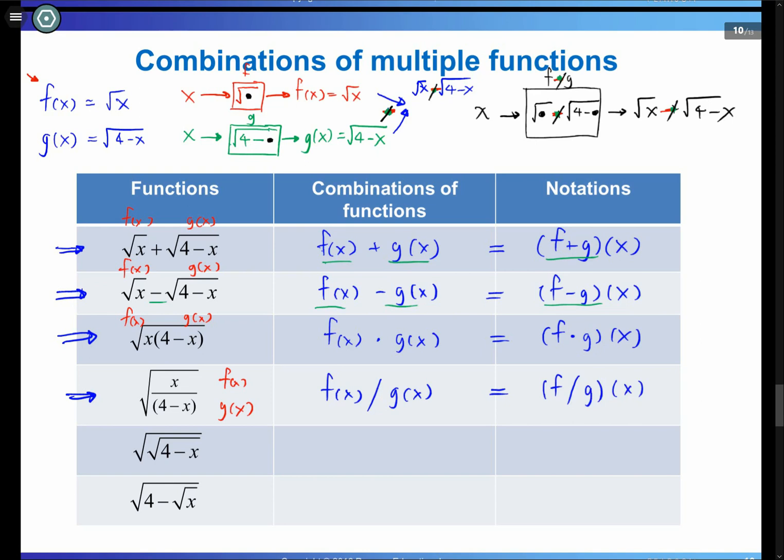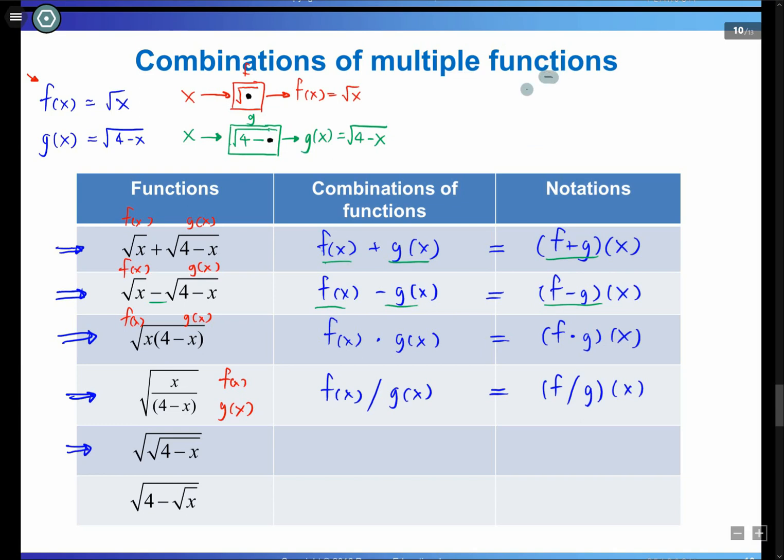Now, the next two are going to be a little bit different. So let's take a look here. First of all, I would like to make a box around what's inside here. First of all, I would like to take all of this away. I don't need this anymore.